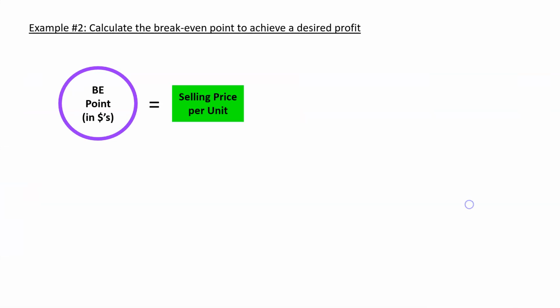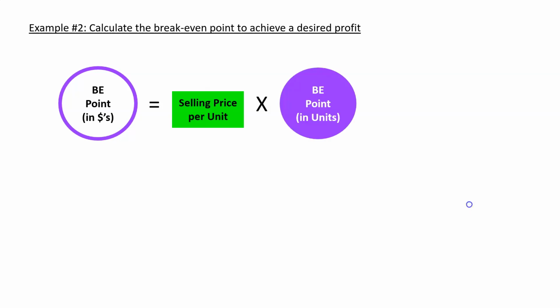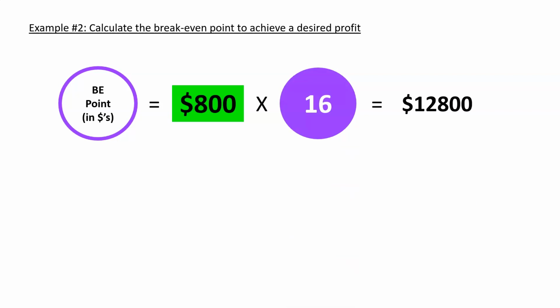Second part to it was, well, how many sales is that in dollars? We call that the break-even point in dollars. So we'll take the selling price per unit and we'll multiply that by the break-even point in units. So we sold each unit for $800. We said to achieve that level of profit, we need to make 16 sales. 800 times 16 is 12,800.